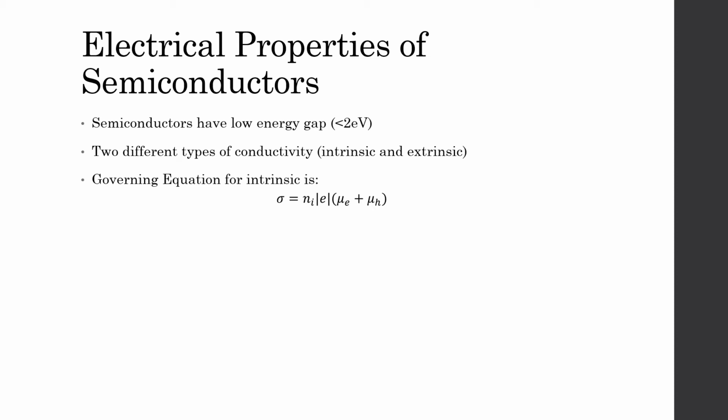To understand how extrinsic semiconductors work, we must first understand how conductivity of intrinsic semiconductors works. The conductivity of intrinsic semiconductors is as follows. It is the intrinsic carrier concentration, which is equal to the number of electrons or holes times the electric charge of an electron times the sum of the hole mobility plus the electron mobility.